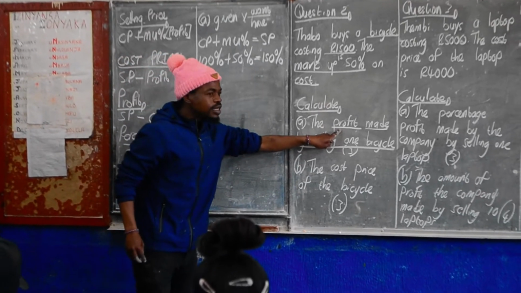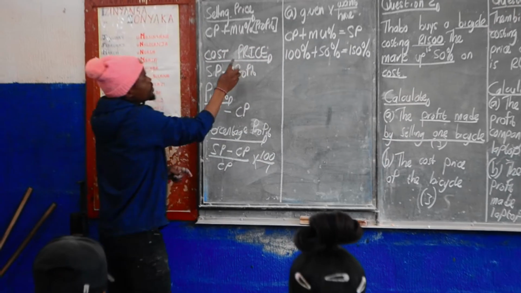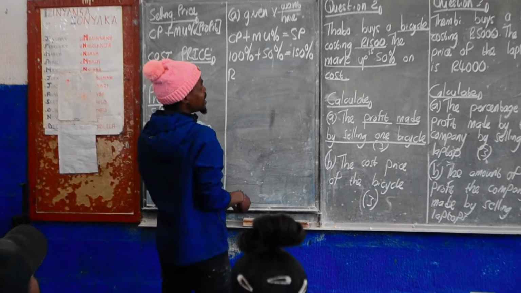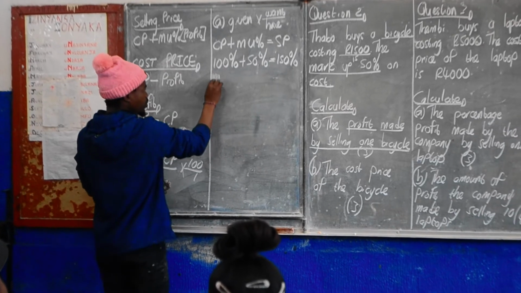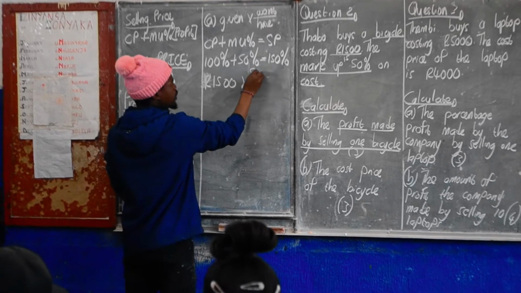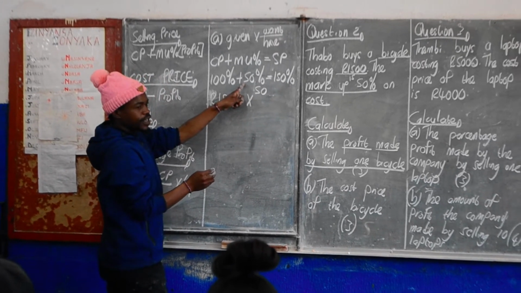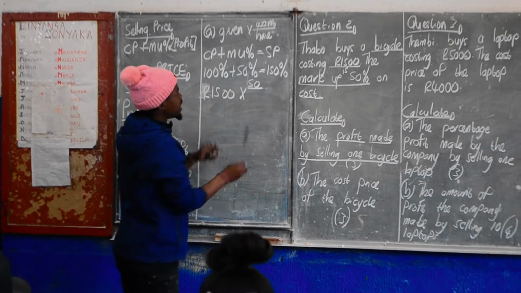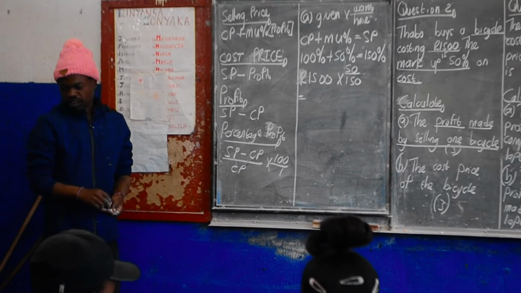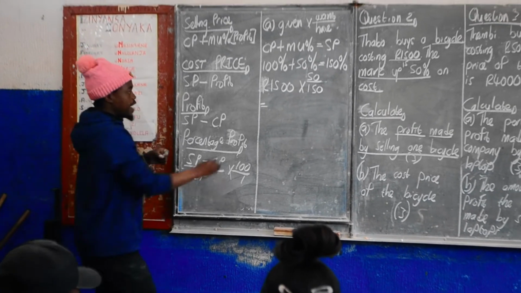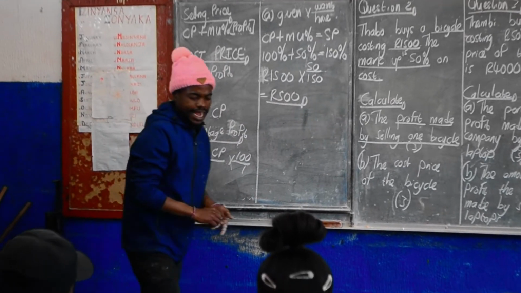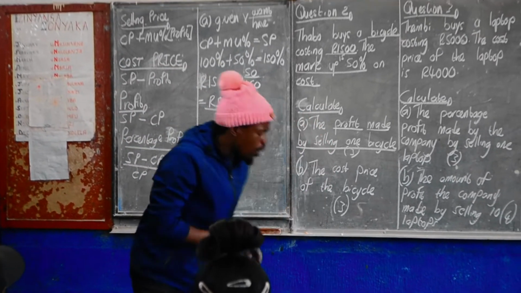So now, what am I looking for? I am looking for the profit. I said markup is the same as the profit, right? How much did this company sell the bicycle for? 1,500 times what am I looking for? 50%, which is the profit, right? Over the selling price, 150, which is equal to 500. Which means the profit there is 500.